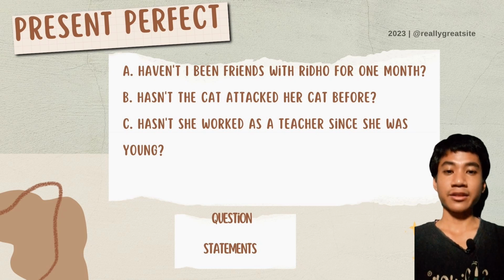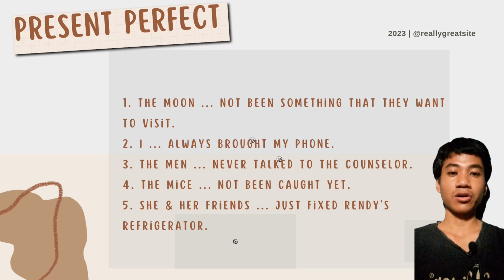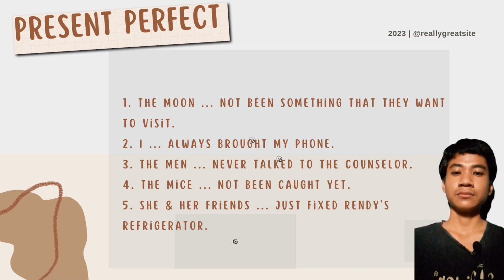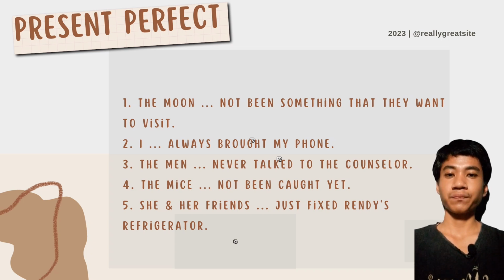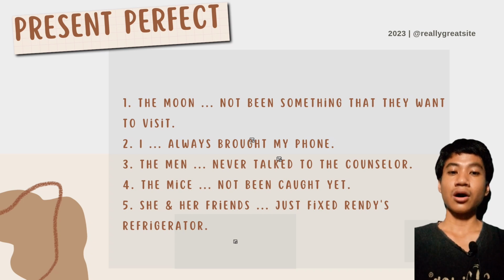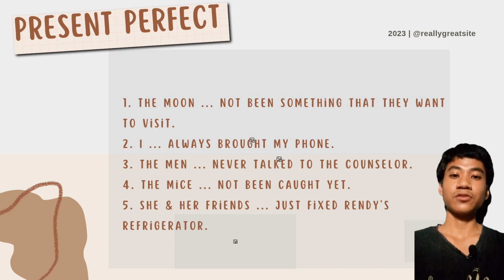Now, let's answer these questions, and I am gonna help you find the answers. Please find the correct auxiliary verb below. 1. The moon, blah blah blah, not being something that they wanna visit. 2. I always brought my phone. 3. The man never talked to the counselor. 4. The mice not been caught yet. 5. She and her friends just fixed Randy's refrigerator.